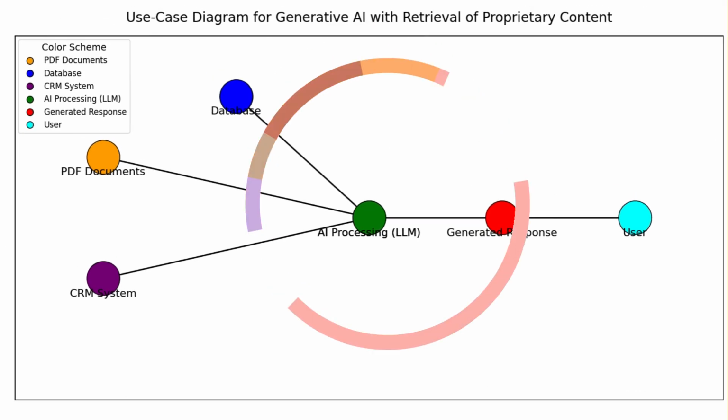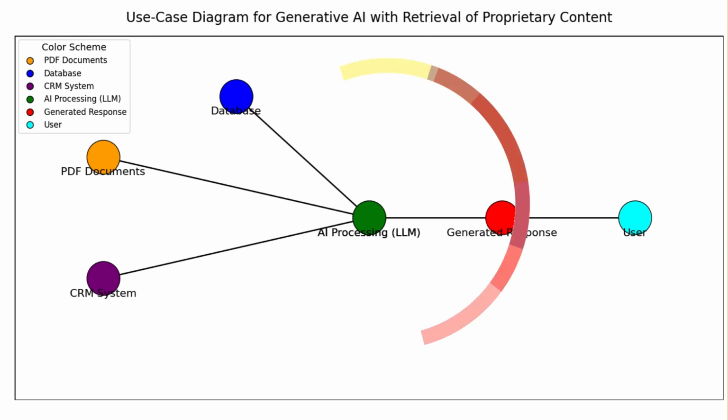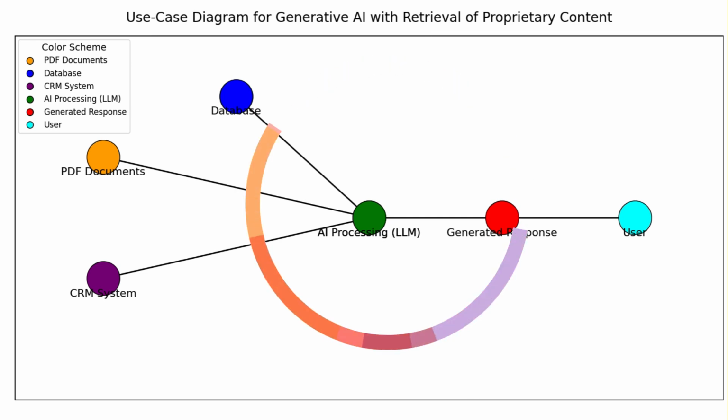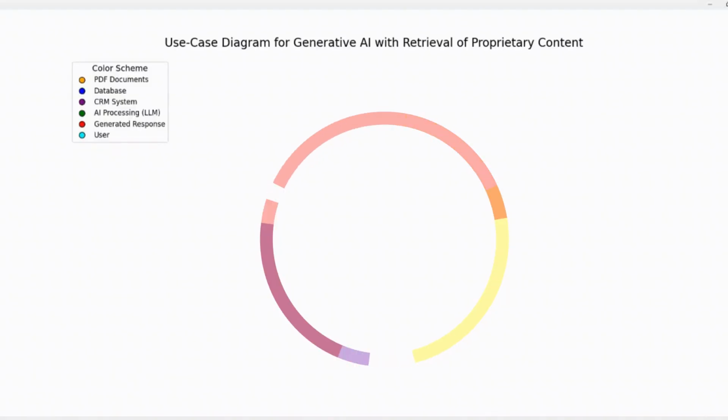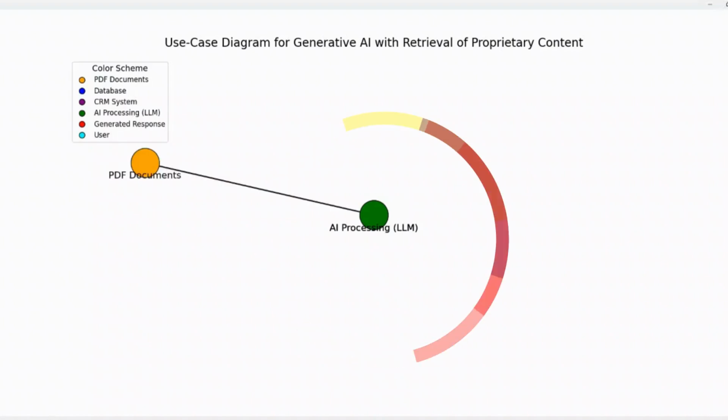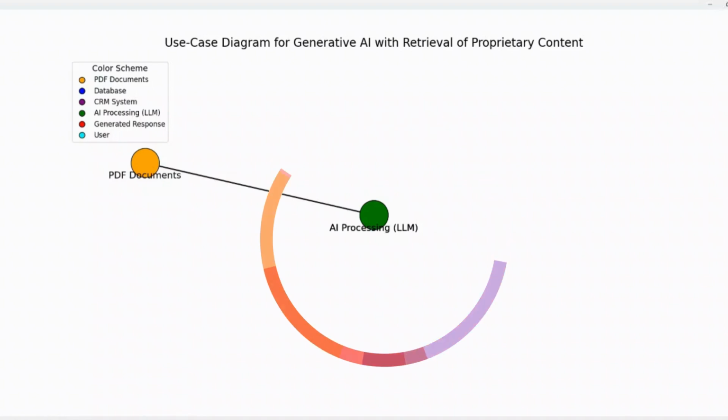In this diagram, I am explaining an enterprise solution leveraging generative AI to create customized content-based experiences. At the core, we have an AI processing node, represented by the LLM, or large language model. This LLM is the intelligent system responsible for processing diverse content and generating personalized responses.